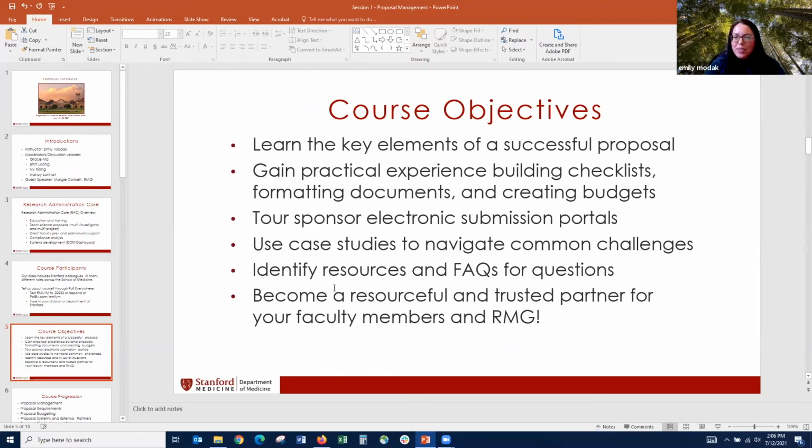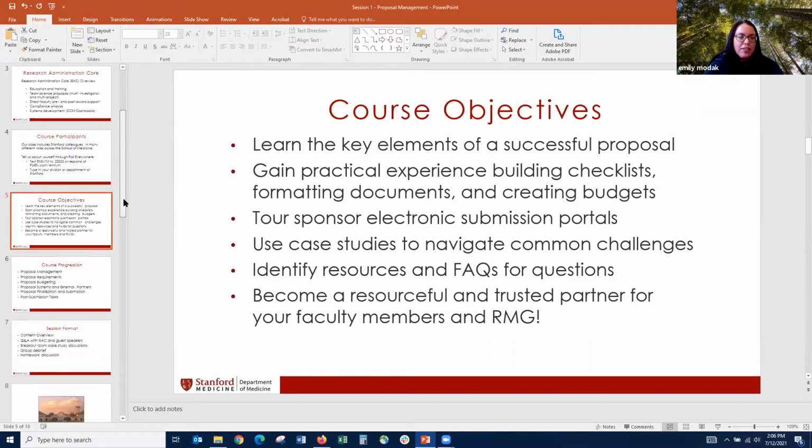And then finally, the big one is how can we become a resourceful and trusted partner for our faculties and for RMG? That's really what we are, that is our ultimate objective in supporting proposal submissions.